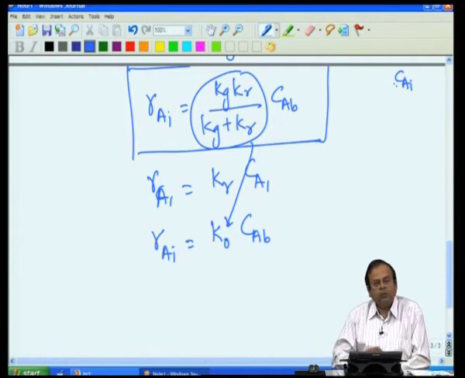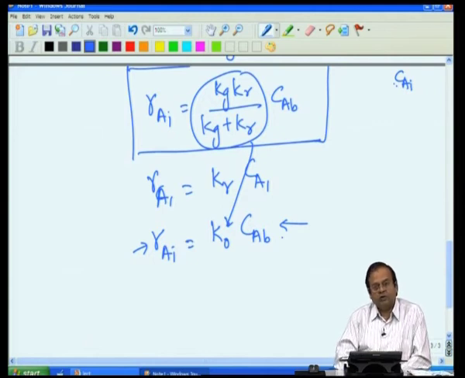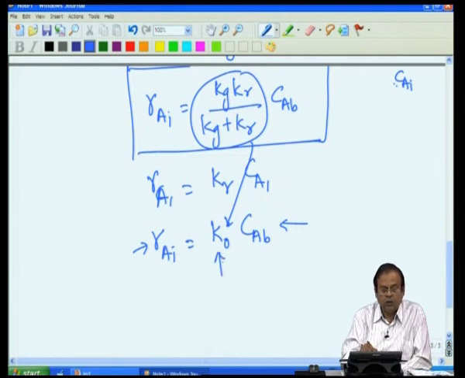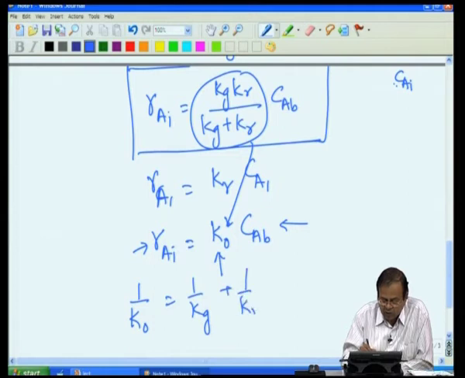So, what it practically means is that when you do this reaction, this is the rate that you are going to measure and you are going to measure the bulk concentration. So, if you try to estimate the kinetic rate constant, you will get the value K naught and not Kr, because to get Kr you will have to measure the surface concentration, which we do not know. But what is the relationship between K naught, Kr and Kg? We can write this as 1 over K naught equals 1 over Kg plus 1 over Kr.